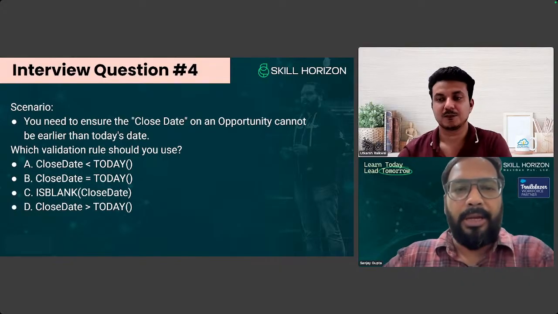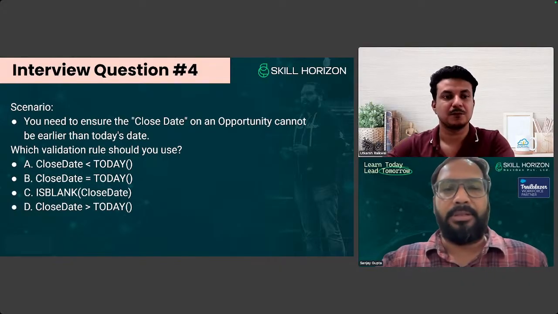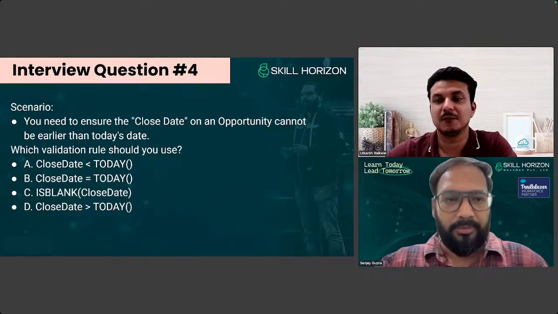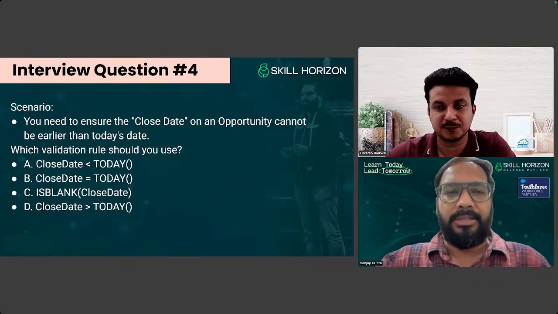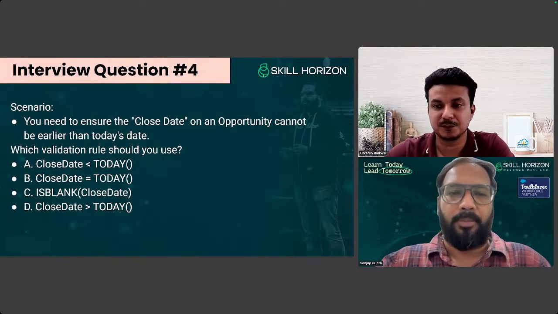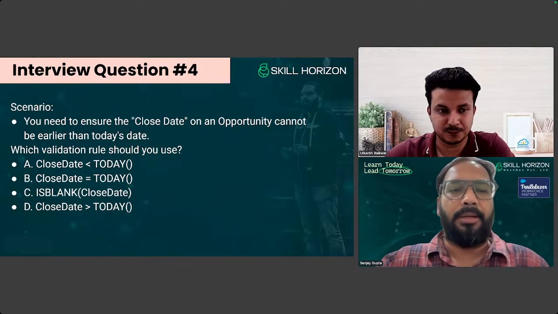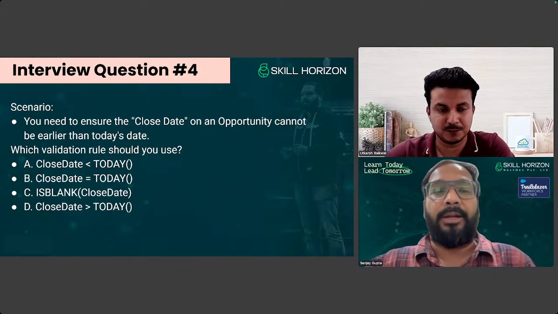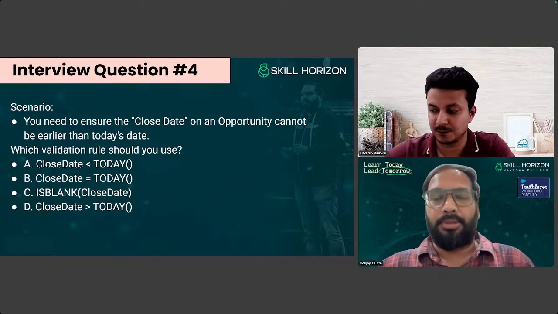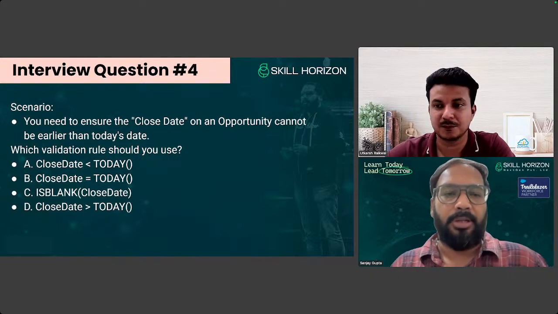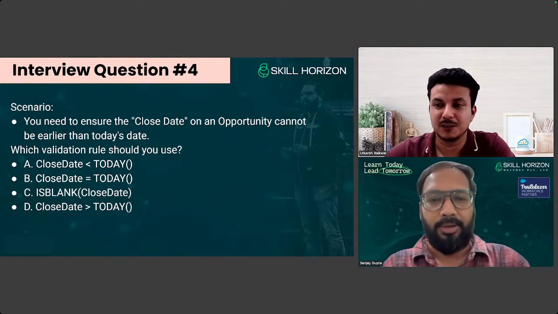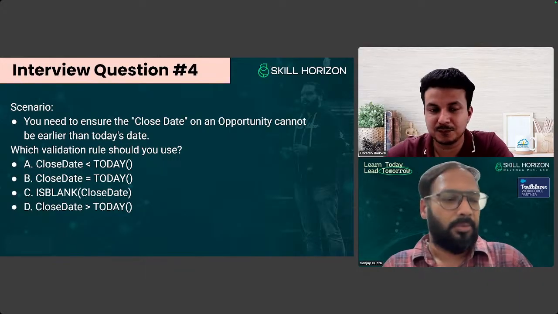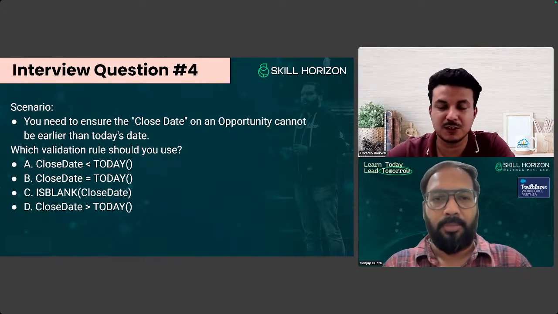So now we have question number 4. Again, we have a scenario-based question where multiple options are available. The question says you need to ensure the close date of an opportunity cannot be earlier than today's date. Which validation rule should you use? So I think, Utkarsh, again, we can wait for the audience answer, and then I will take your answer, and then we'll see who is correct. Either one or both? Sure, sir.